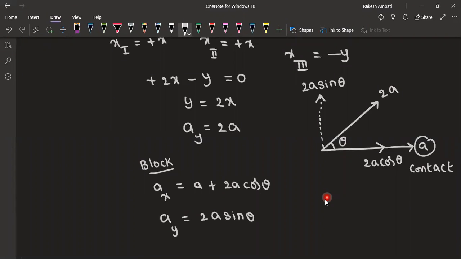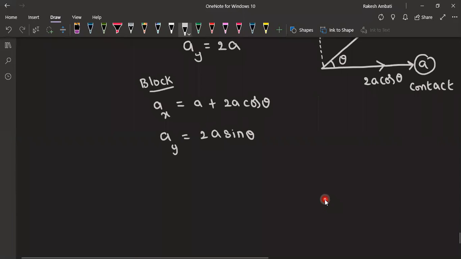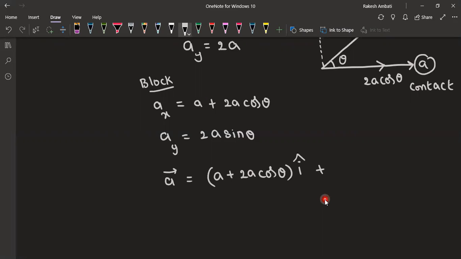For example, if options are given in vector form, the acceleration of the block in vector form has an x component and a y component. Both we have to consider. So a plus 2a cos theta is the x component, so i cap. And the y component is 2a sin theta, j cap. If options are given in vector form, this is the correct option for the acceleration of the block. For example, if options are given in magnitude form, now we are finding the acceleration of the block in magnitude form.